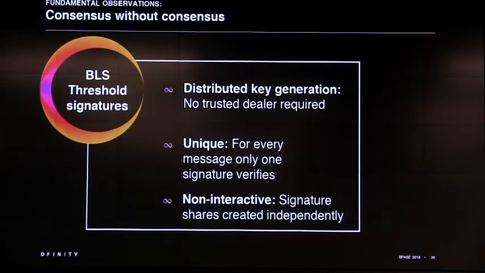Another interesting property of the BLS threshold signature is that it is non-interactive. It means that when you want to sign, you don't need to connect to any other node in the system. You sign your own value, and then you send it to everybody, and that's it. So we don't have O of n squared message passing.